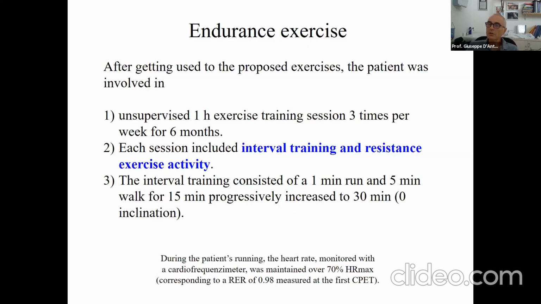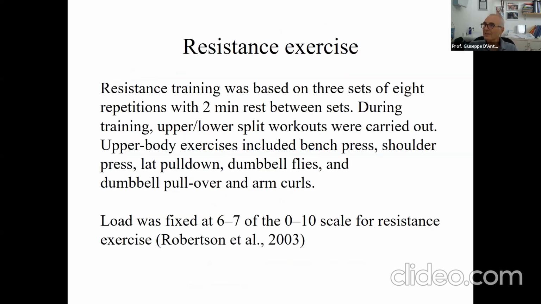In this girl, after the genetic diagnosis of CPT2 deficiency, we proposed an exercise training based on two different kinds of approaches. One was an endurance exercise, in particular an interval training consisting of a 1 minute run and 5 minutes walk for 15 minutes, progressively increased to 30 minutes, 3 times a week for 6 months. And again, a resistance exercise training based on 3 sets of 8 repetitions with 2 minutes rest between sets.